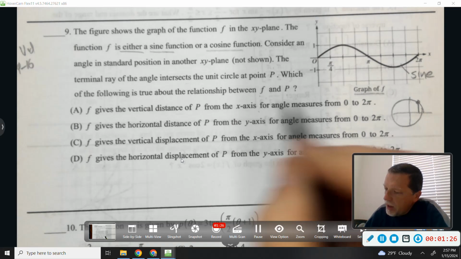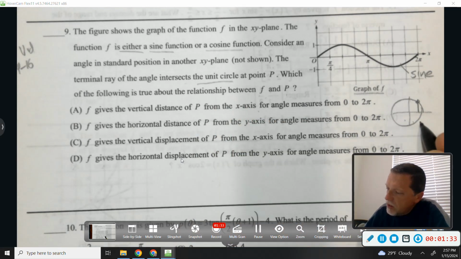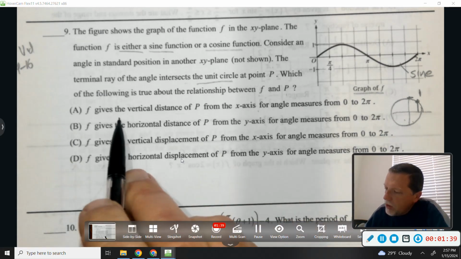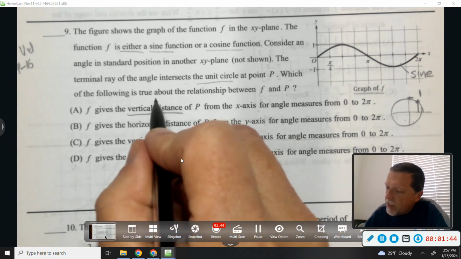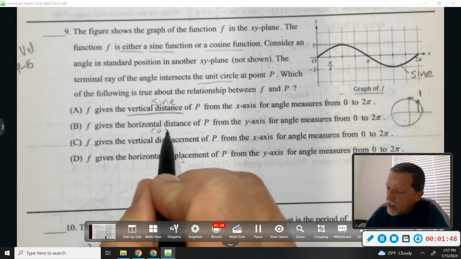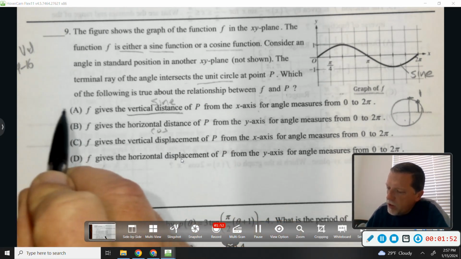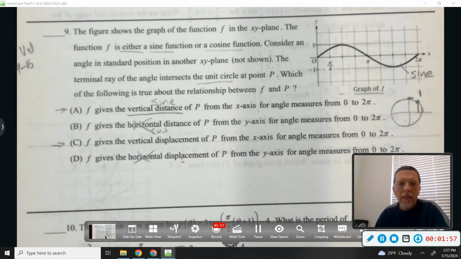So here's my angle in standard position on this plane. It intersects the unit circle, so that matches. This height is 1, my maximum height is 1. So f, my graph of f, gives the vertical distance. That sounds like a sine thing. Horizontal is a cosine thing. Vertical distance versus vertical displacement. Okay, I'm throwing horizontal out. I'm not worried about that.